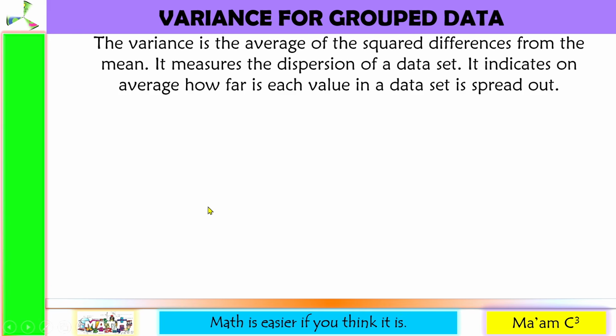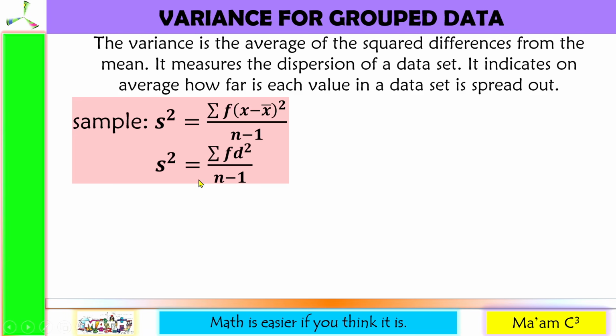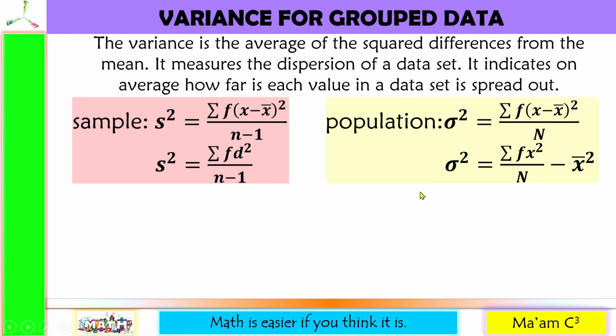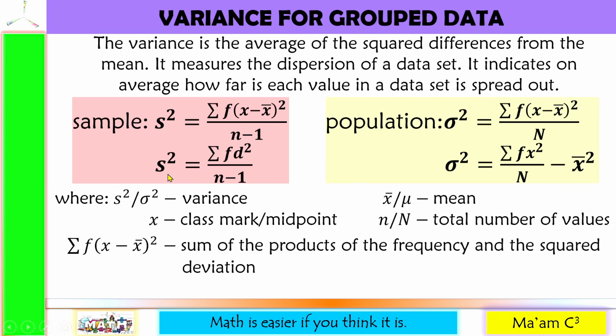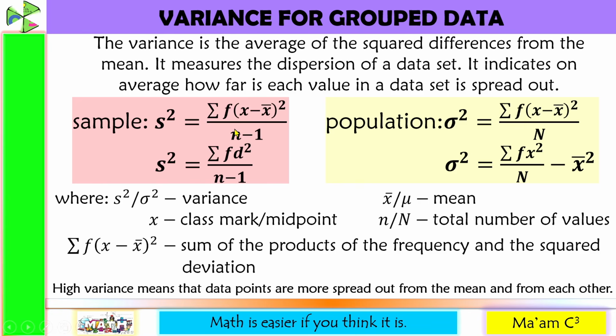Again, we have two formulas. This one is for the sample variance, and this one is for the population variance, where S squared and sigma squared is the variance. X here is the class mark or midpoint. Then we have here the sum of the products of the frequency and the squared deviation. X bar and mu is the mean, and small and capital N is the total number of values. So, how do we interpret again the variance? High variance means the data points are more spread out from the mean and from each other.